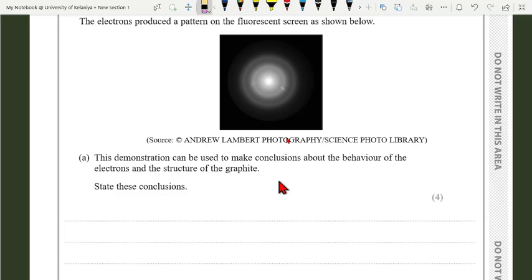Right. This demonstration can be used to make conclusions about the behavior of the electrons and the structure of the graphite. State these conclusions. Right. Here you can clearly see a diffraction pattern. So we can conclude from that that electrons are behaving like waves. And here you can see the structure of this diffraction pattern, right? It is regular or it is layered. So what we can tell from this is that the structure of graphite must be layered or ordered or regular, right?